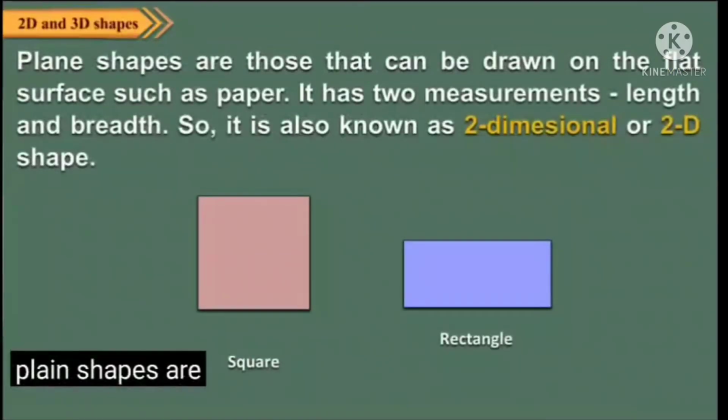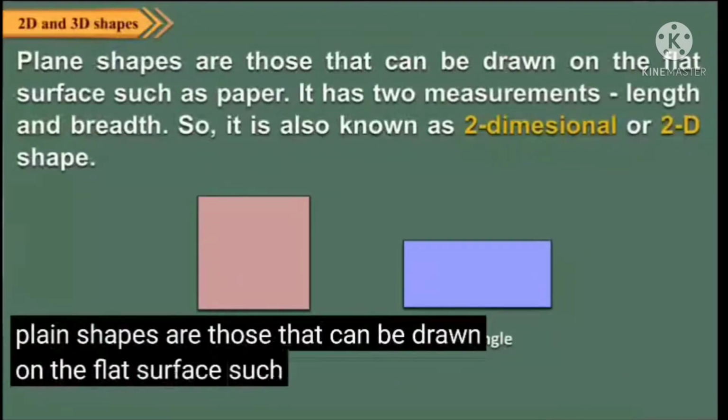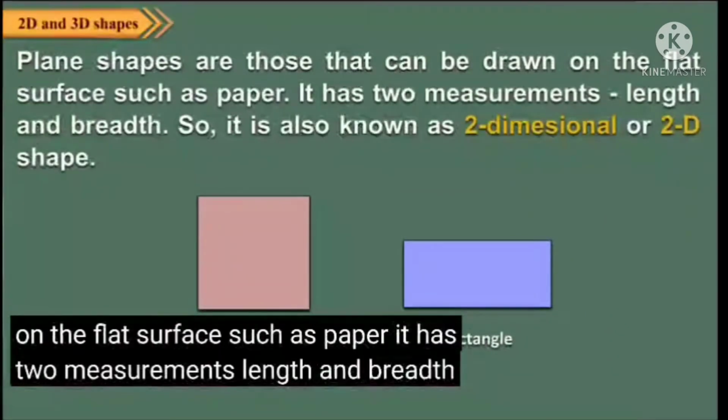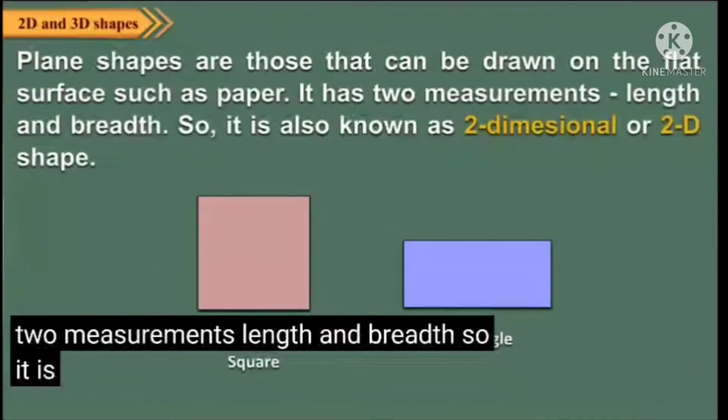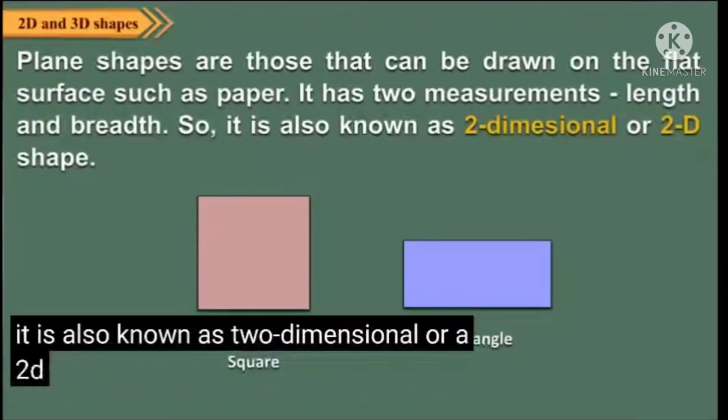Plane shapes are those that can be drawn on a flat surface such as paper. They have two measurements, length and breadth. So they are also known as two-dimensional or 2D shapes.